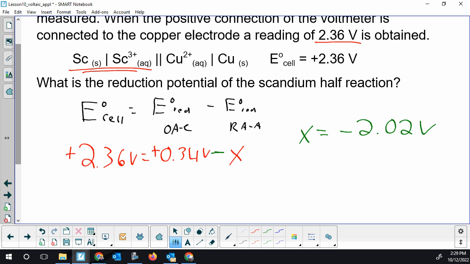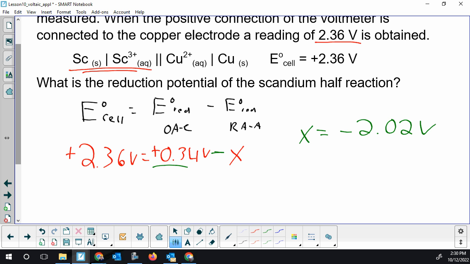So again, I didn't show all my work. For time efficiency, I'm leaving your math teachers to go through the algebra with you. And you can always double check that. Take the cathode minus, plug in that value, and you do get 2.36 volts. So that's the answer to this question.